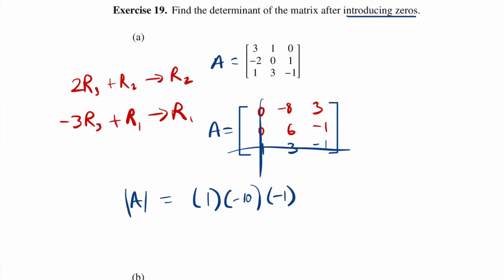And finally, negative 1 to the i plus j power. And the i and the j of this entry here would be row 3, column 1, so 3 plus 1.